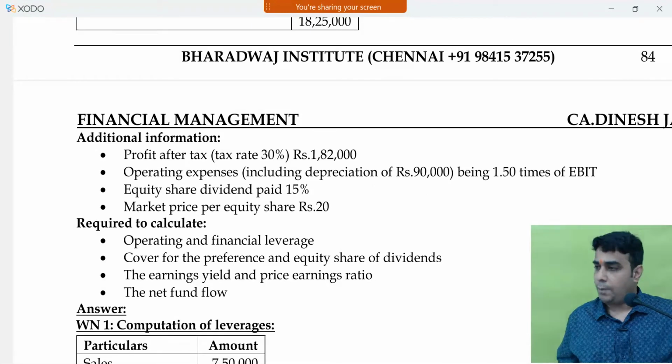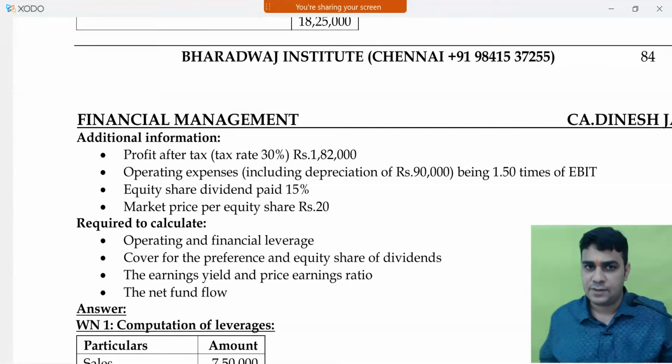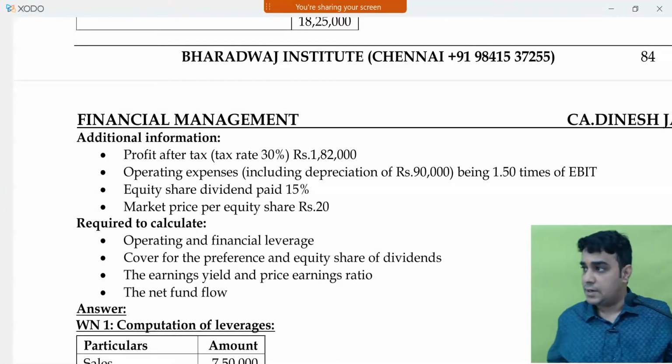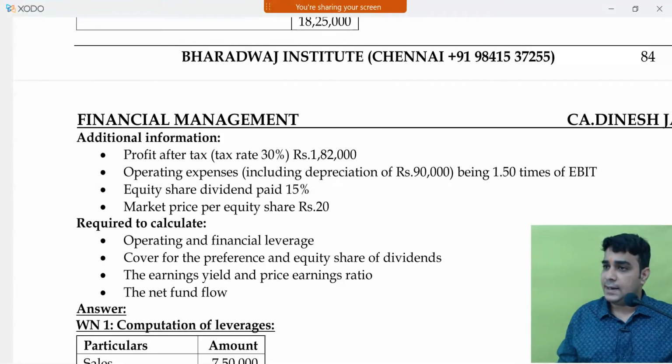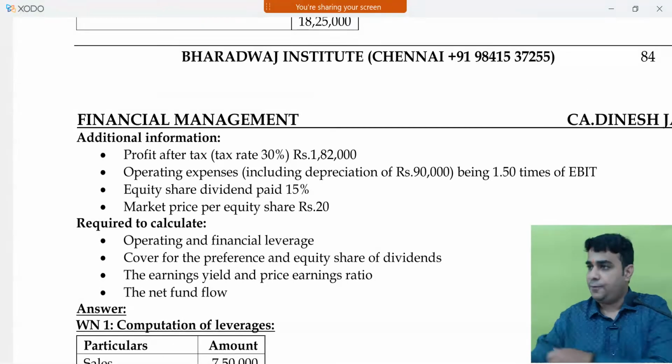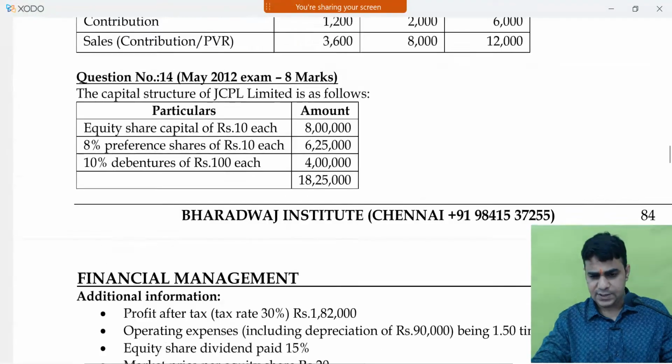One is operating and financial leverage, which is what we normally do, but this question also has preference dividend. So good question to practice. Preference dividend coverage and earnings dividend coverage. This is learnt in ratio analysis, but I'll discuss it here. Earnings yield and price earning ratio. Again, learnt in ratio analysis, we're going to discuss here. And net fund flow. Let's first prepare an income statement.